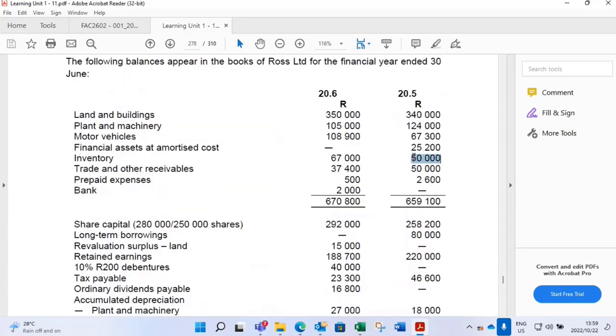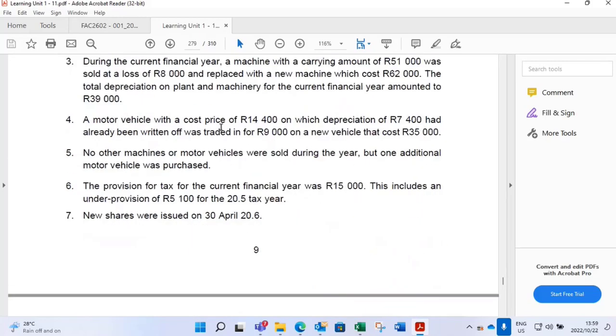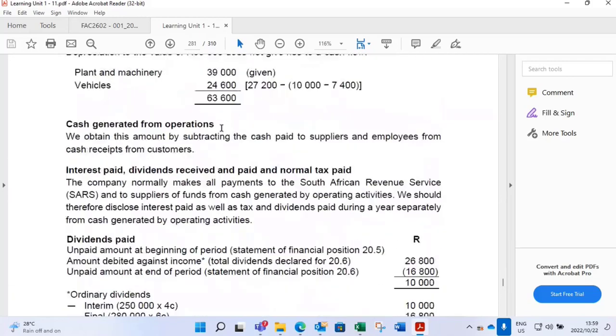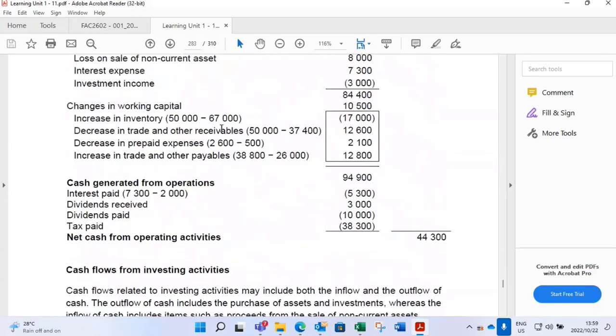Inventory at the beginning you see was 50,000, ne? Yes. And then at the end now is 67. Now you ask yourself, if the inventory was 50,000 and now it's 67, what happened? Did you save cash or did you use more cash? We bought more, we used cash. That's why now it's an outflow. We all happy, ne? Now you put 17,000 as an outflow.